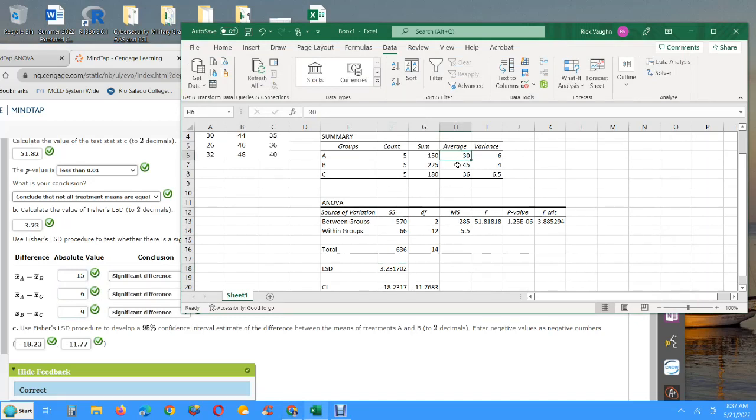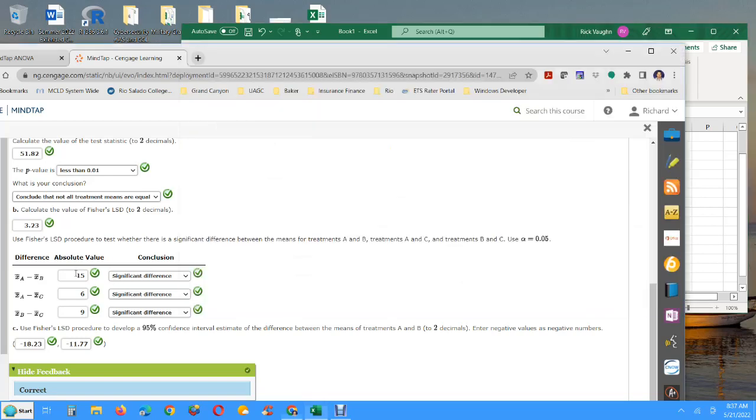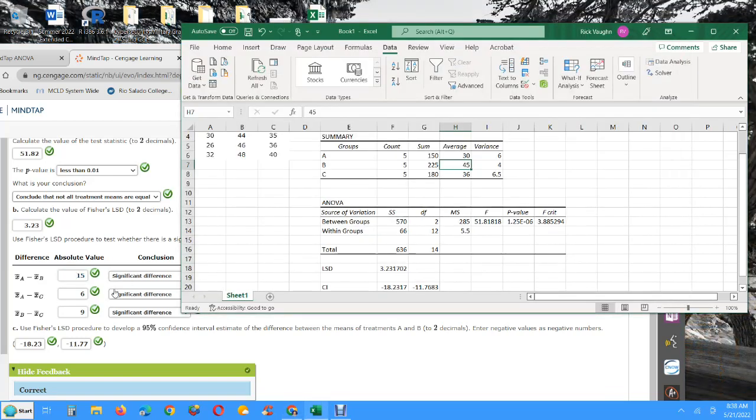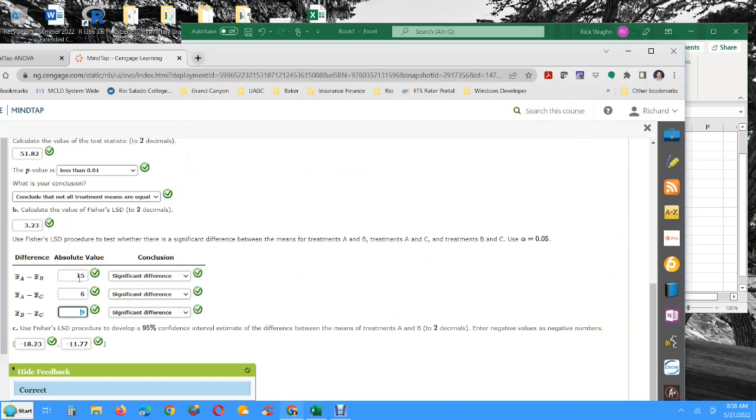What you're doing is subtracting these averages from each other and then taking the absolute value. So X A bar, the mean of group A, minus the mean of group B. The average of group A is 30. The average of group B is 45. 30 minus 45 is negative 15. And then I take the absolute value of that to get 15 over here. Similarly, when I do A and C, I have 30 and 36. The difference is 6 in absolute value. And then for the last one, 45 and 36, the difference is 9. So that's where these numbers came from, just by taking the differences of the averages.